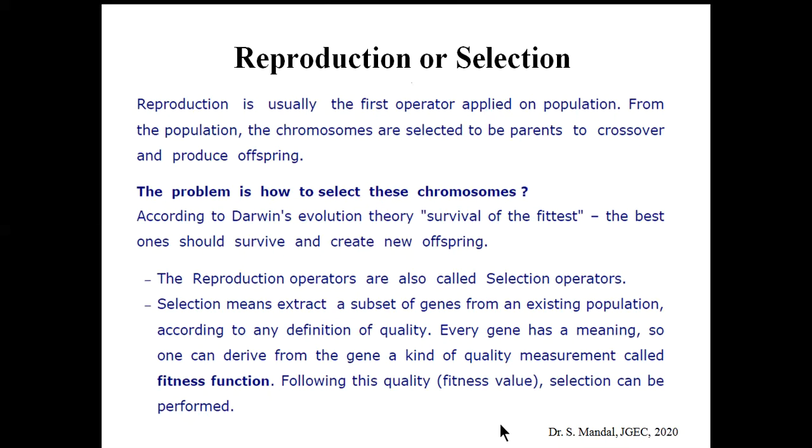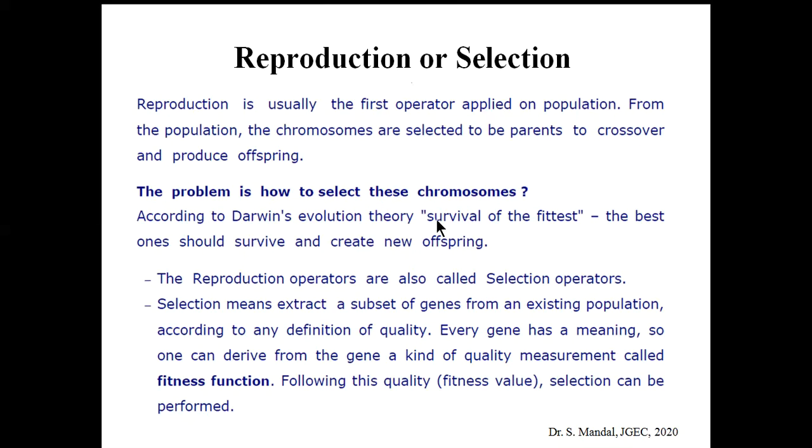Okay, now coming to the first operator, that is selection. We can also call it reproduction. So what is selection? Selection is nothing but the selection of chromosomes from the pool of the existing population. According to Darwin's evolution theory, survival of the fittest, the best one should survive and create new offspring.